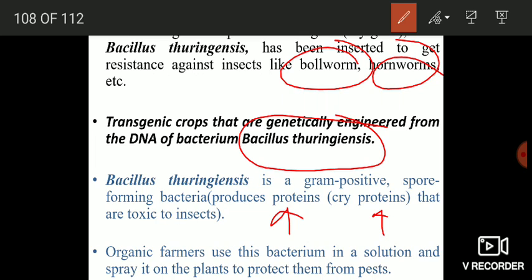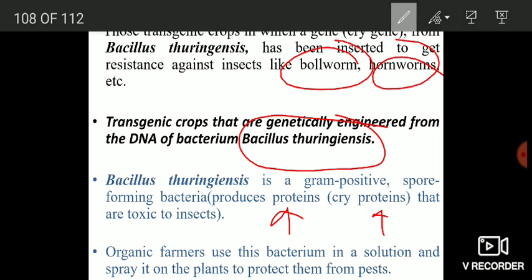Earlier, in organic farming, we used to prepare a solution of these bacteria and spray it on the leaf surfaces. But it had some drawbacks. The first one is that during heavy rains, the bacteria get easily dislodged. The second one is that we cannot spray the solution on the lower surfaces of the leaves, so it is obvious that insects can easily attack the lower surface of the leaves.